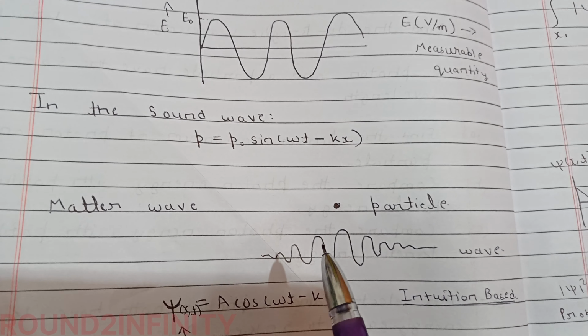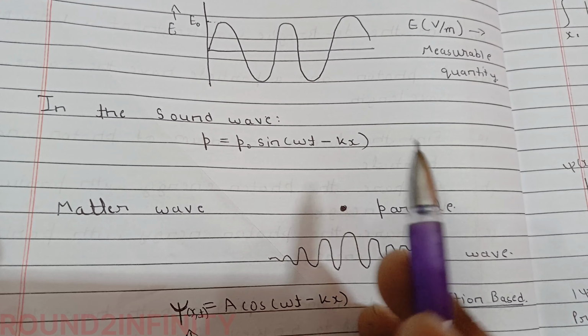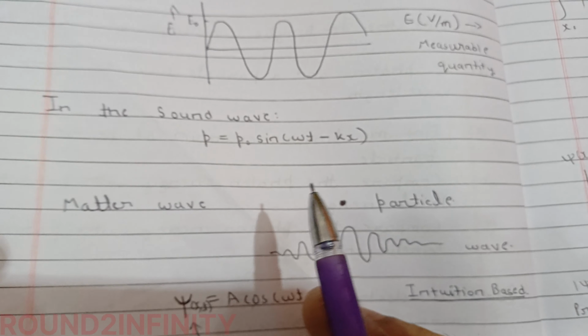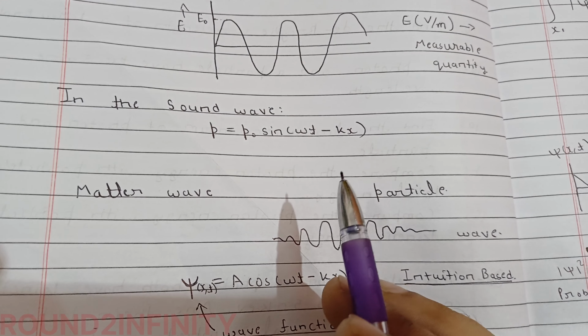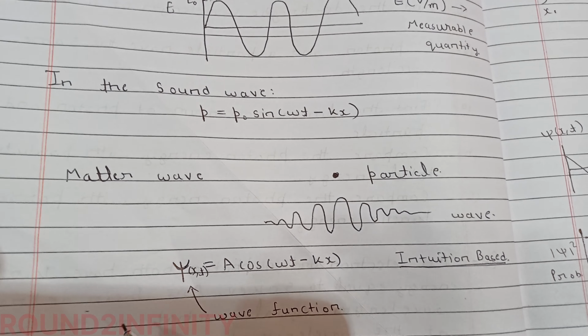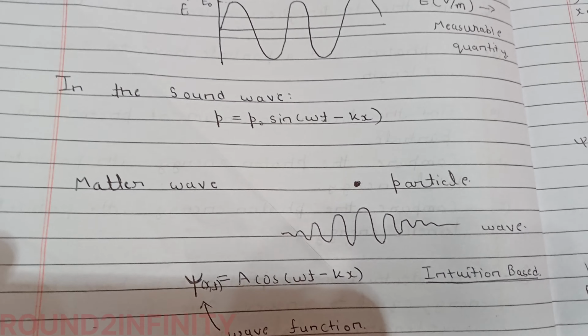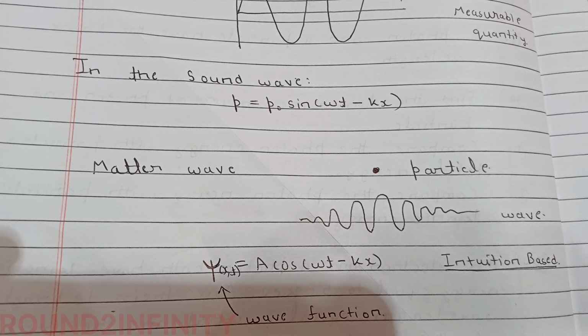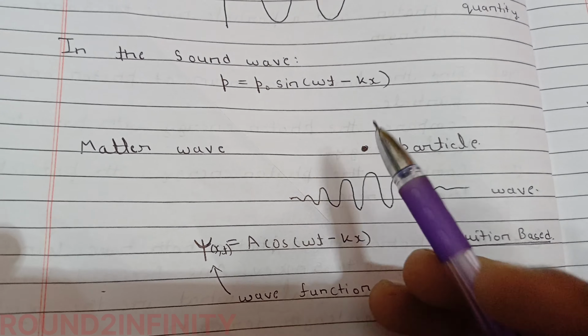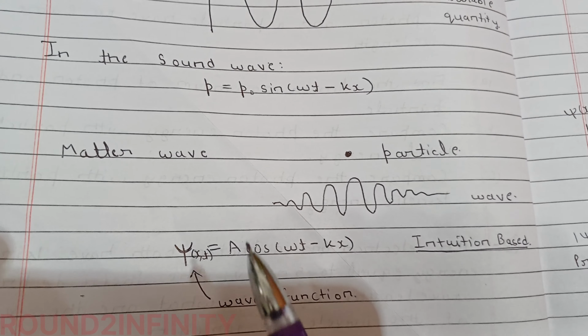We don't have any qualitative idea, but what we need here is a quantitative idea. So we use mathematics. Means we don't know what it looks like or what this matter wave is, but we can harness it by using mathematical tools.